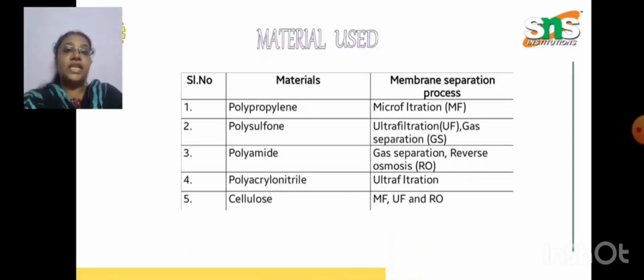So what type of materials can be used for this membrane process? Each and every different process of membrane separation needs different kinds of materials. When we look into microfiltration, the material used is polypropylene, and for gas separation and ultrafiltration they go for polysulfone, and again for gas separation and for reverse osmosis we can use polyamide, and for ultrafiltration polyacrylonitrile is used, and for microfiltration, ultrafiltration, and reverse osmosis even cellulose is the best suited material that can be used.